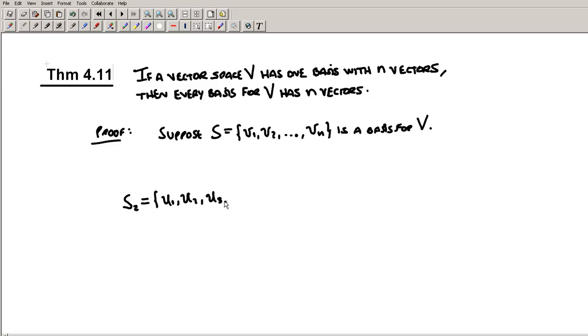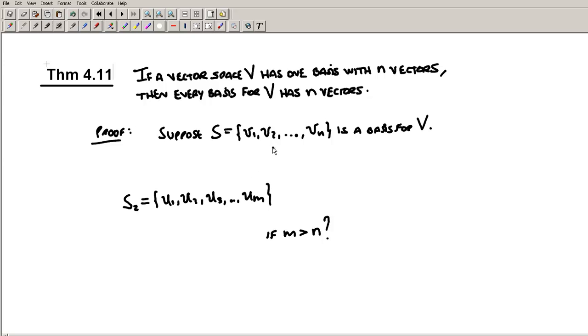U2, U3, all the way to Um. Okay. Let's see what happens. What if m is greater than n? What happens if m is greater than n?